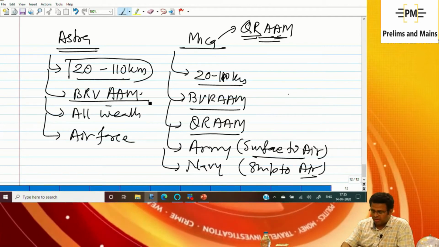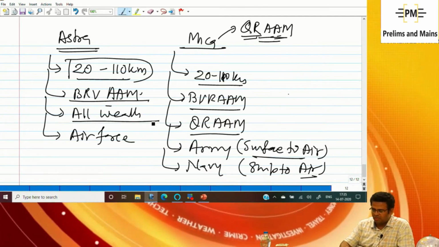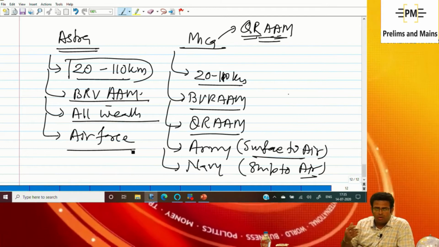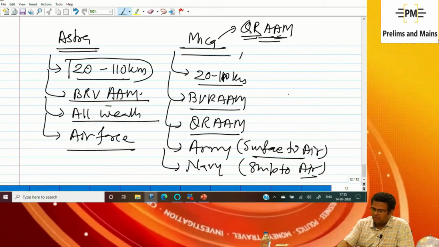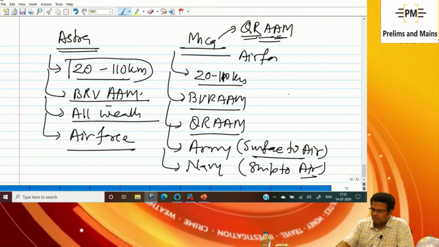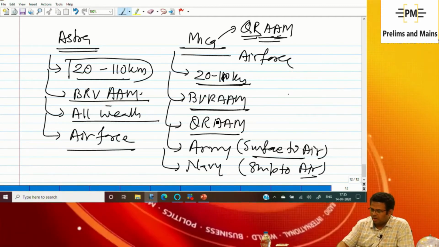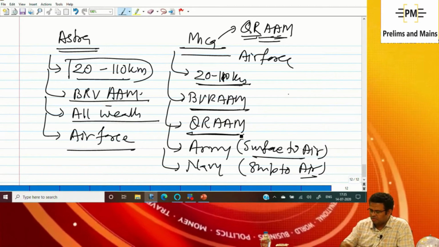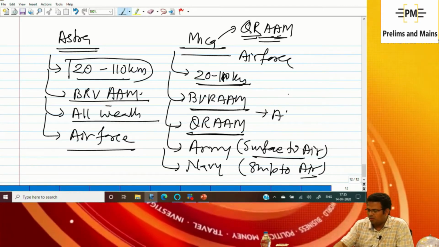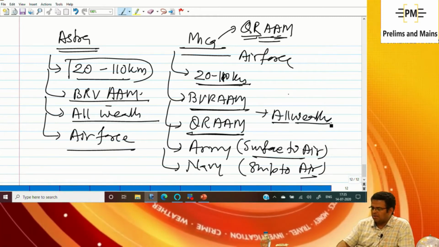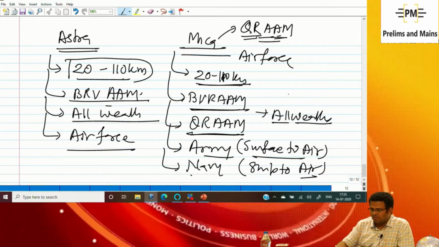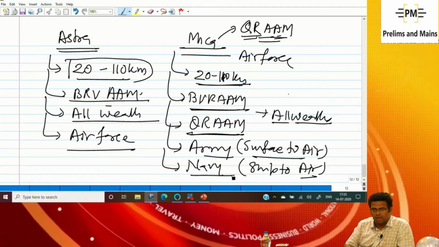I have already said it works in all weather conditions. It is in the Air Force, already air-to-air means Air Force, but Mica is in the Air Force also. It is a 20 to 110 kilometer BVRAAM, also known as quick reaction air to air missile, and it works in all weather. It has an army version and also a navy version. This is Mica.